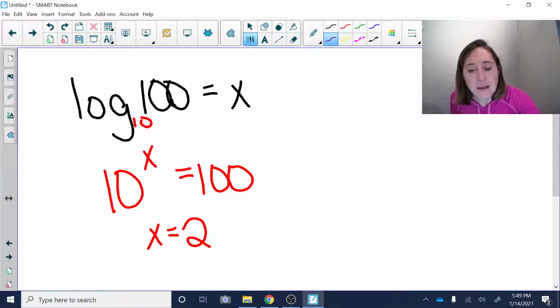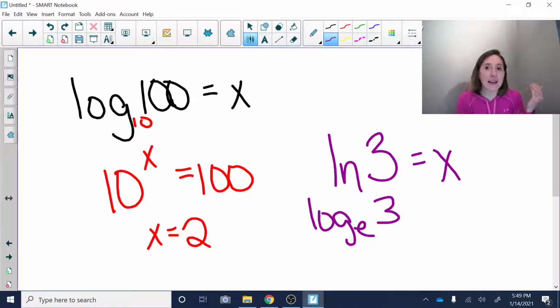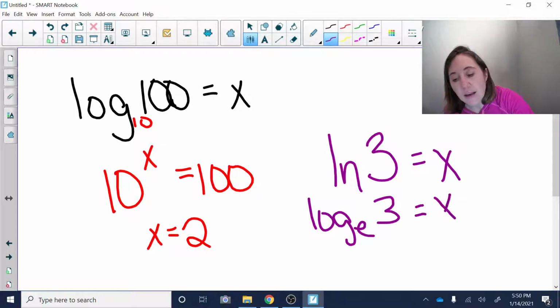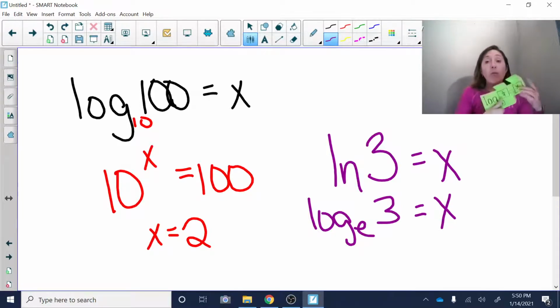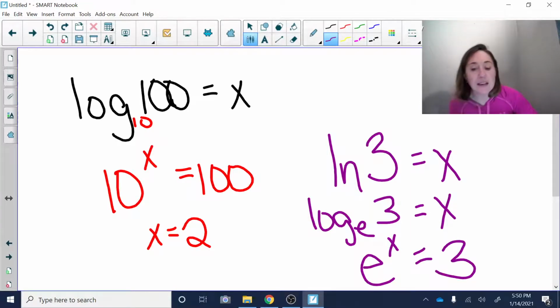And then let's say we had the natural log of 3 equals x. If you wanted to convert that into exponential form, I would take an extra step and write it like this: log base e of 3 is what it means when they say the natural log of 3 equals x. Then I could use my little foldable and figure out where everything goes. So e is my base, x is my exponent, and 3 is the argument. So e to the x equals 3 is what that would be saying in exponential form instead of in logarithmic form. Okay, I think that's everything I need to tell you.